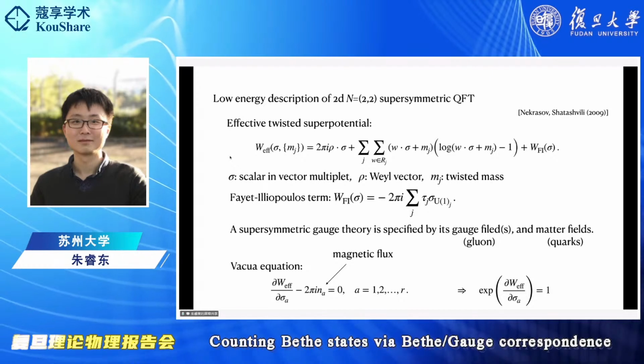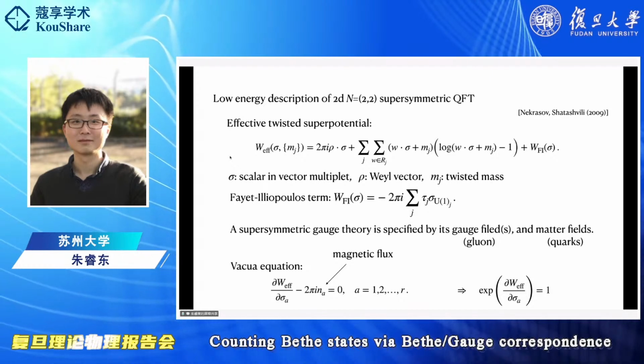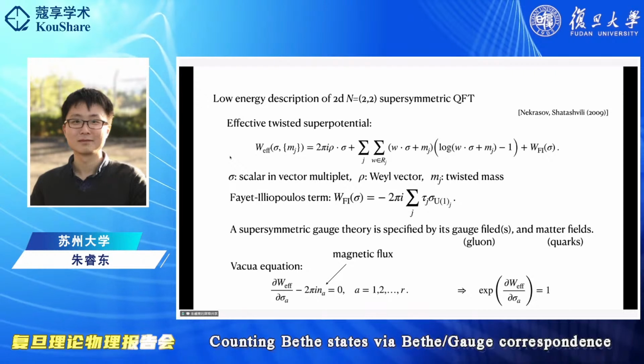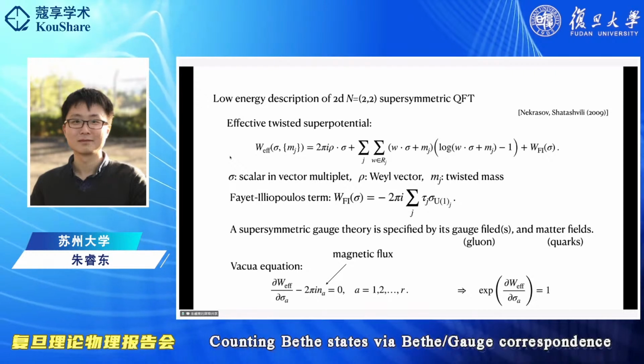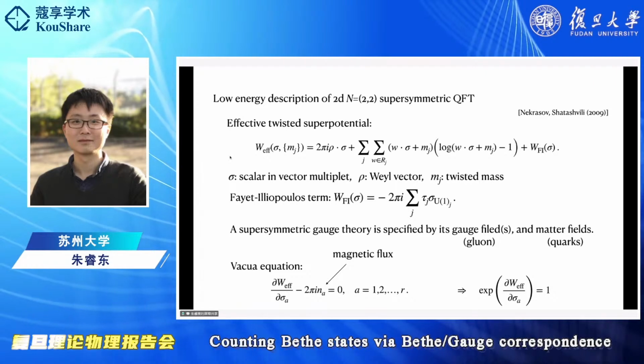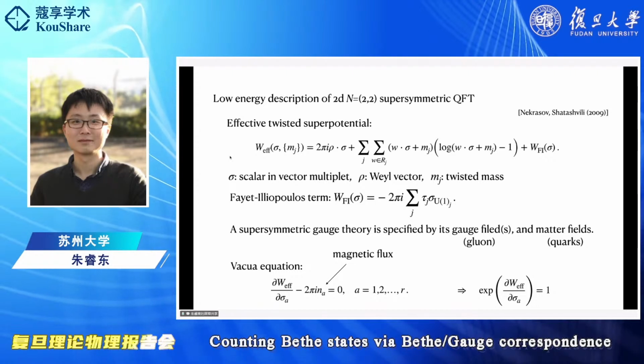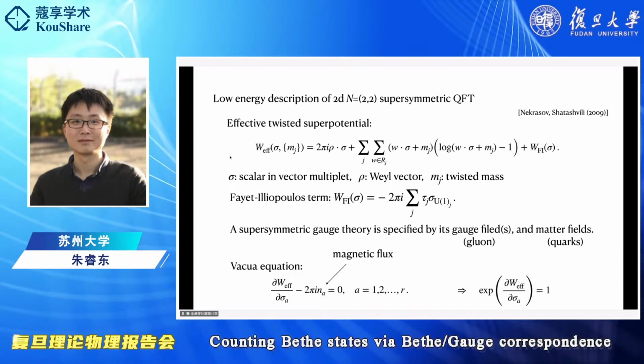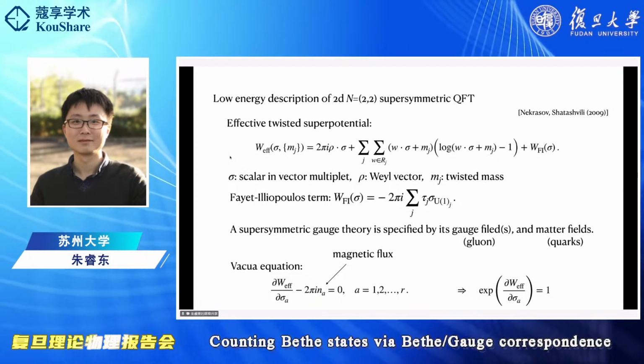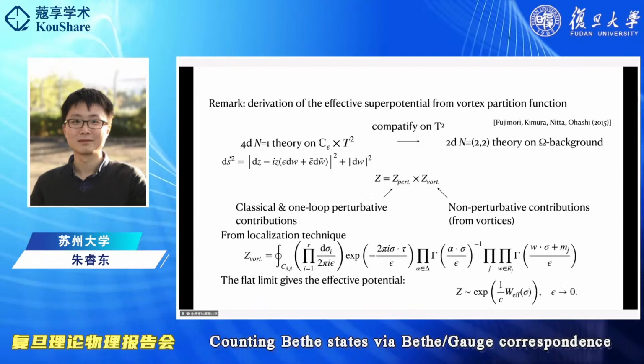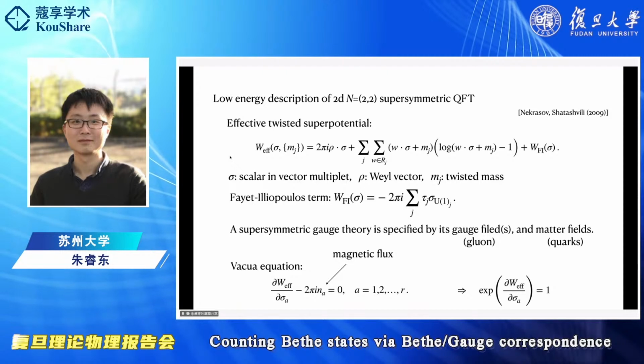There's some technical detail that we can actually add some magnetic flux into the system, and we will see that the vacuum equation is given by the saddle point of this twisted potential. Finally, the vacuum equation is given by this exponential of partial W over partial sigma, for some parameters.